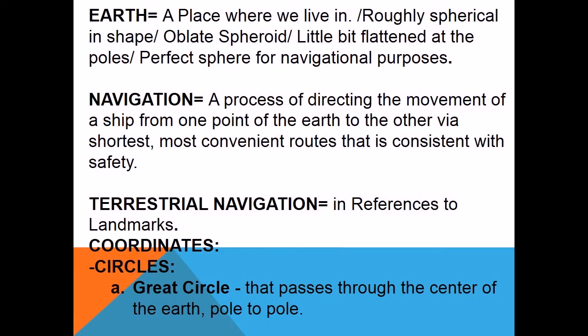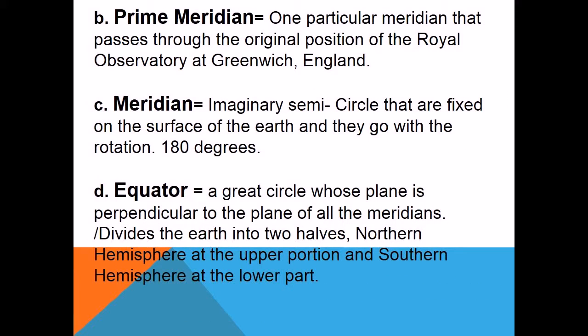Terrestrial navigation in reference to landmarks, coordinates, circles. A. Great circle: a circle that passes through the center of the Earth, pole to pole. B. Prime Meridian: one particular meridian that passes through the original position of the Royal Observatory at Greenwich, England.